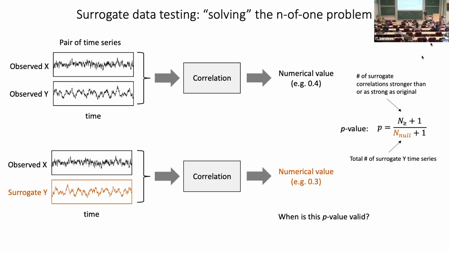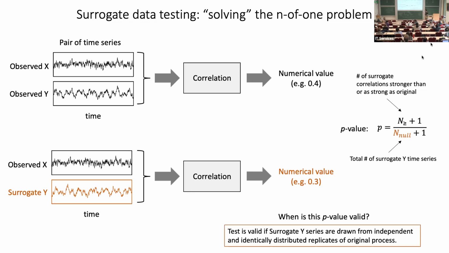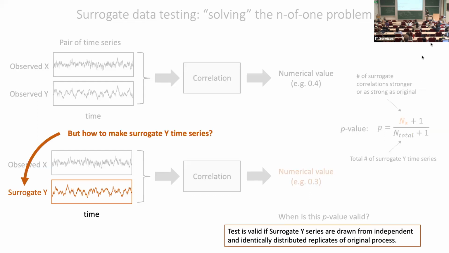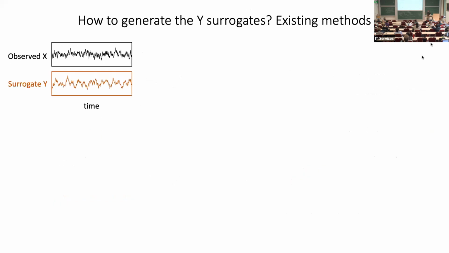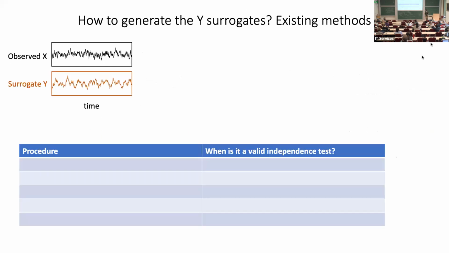So when is this p-value valid? Well, it's written down here in fancy language, but basically it's when our simulations are doing a good job of simulating the trial swapping process, when these surrogates are good stand-ins for independent trials. Okay, well that's fine, but how do you actually make these surrogate time series? There's a bunch of methods available, and they all have some condition under which they give you a valid test. So one thing you can do is fit a model to y and then run the model.